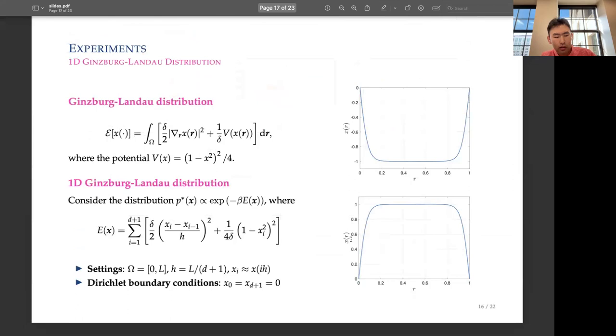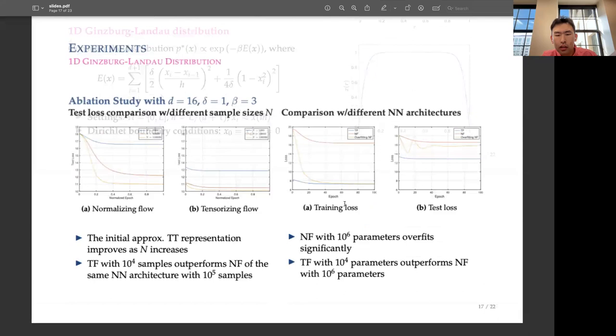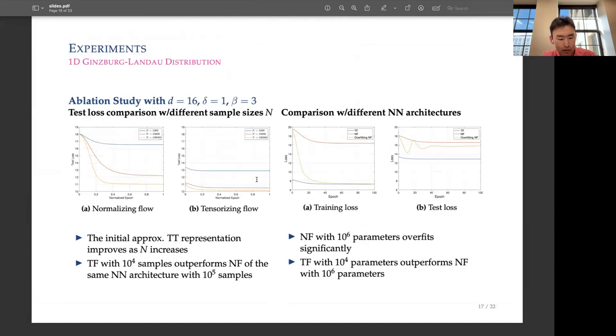Okay, let's show some more results. Here is the 1D Ginzburg-Landau distribution. This distribution has an energy function of this form. It is a discretized version of the real Ginzburg-Landau distribution, which has a functional form. Due to time limitation, I will only present the following ablation studies with this particular set of parameters. Firstly, we toggle the sample size n. As you can see, the initial tensor train approximation improves as the sample size increases, and the tensorizing flow with 10^4 samples outperforms the normalizing flow of the same neural network architecture with more samples.